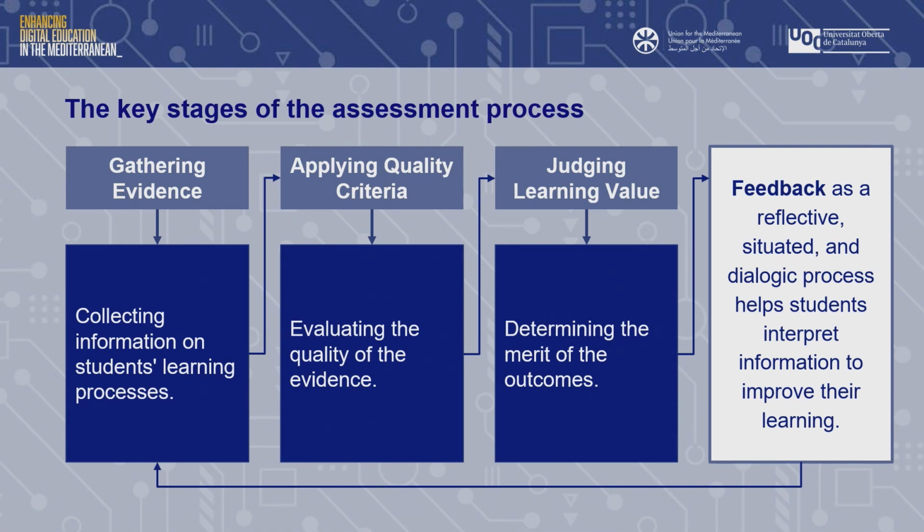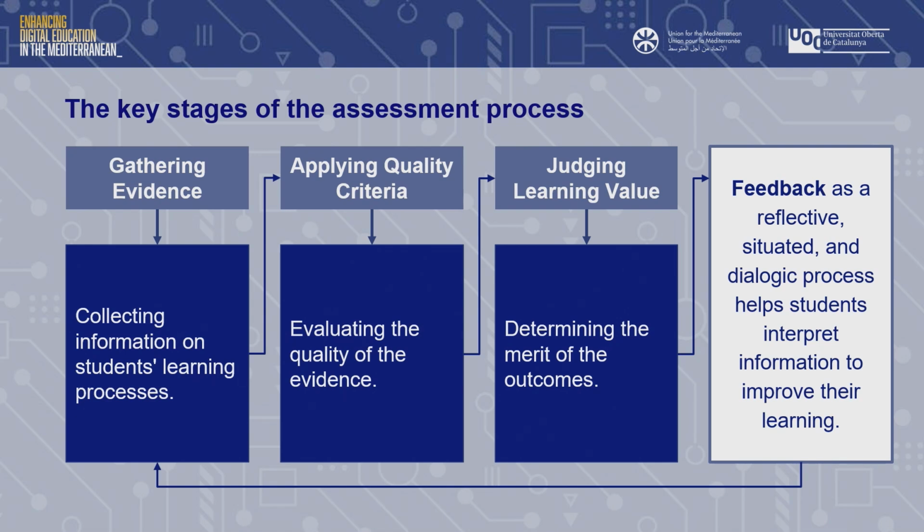Then we have to apply the quality criteria. Once evidence is collected, the next step involves applying quality criteria to evaluate that evidence. Quality criteria might include clear standards, rubrics, or benchmarks that guide the assessment. So it ensures that the assessment is fair, is consistent, and aligned with the intended learning outcomes. And these steps help ensure that the evidence is reliable and meaningful in terms of assessing students' competencies.